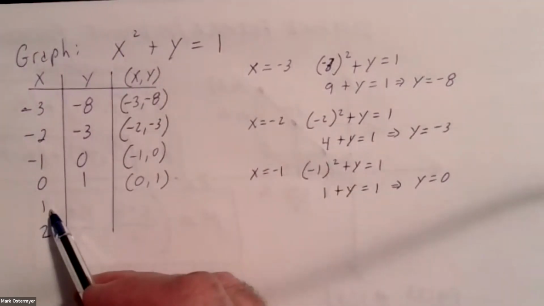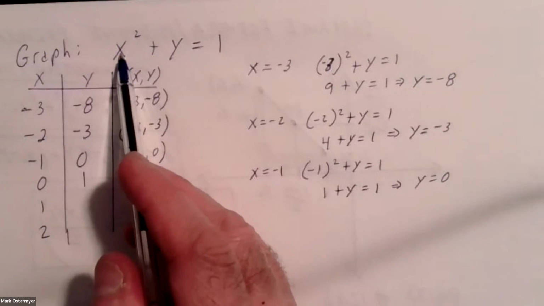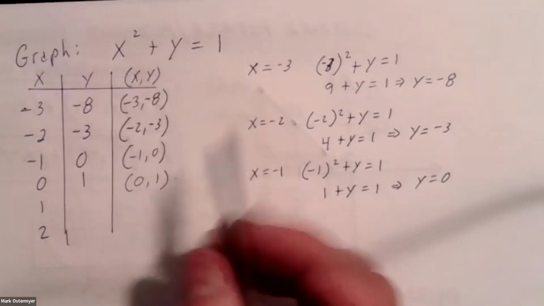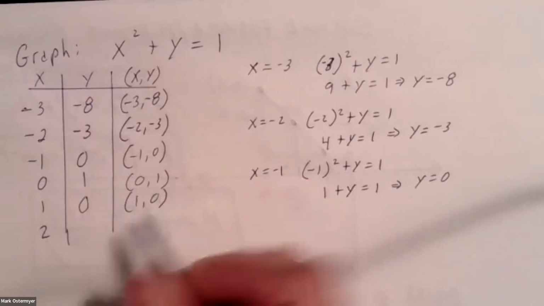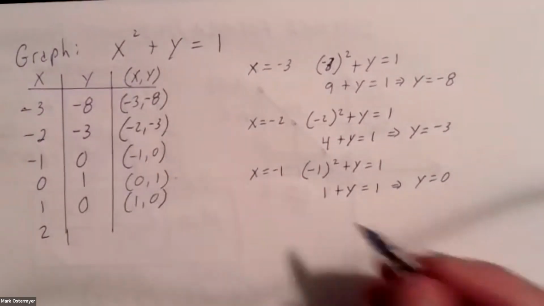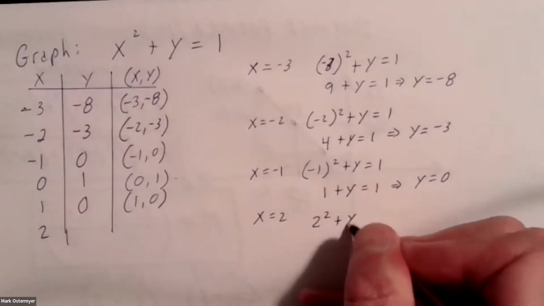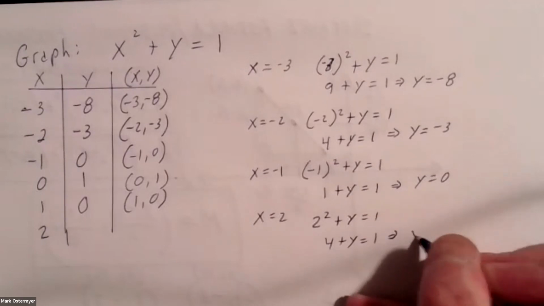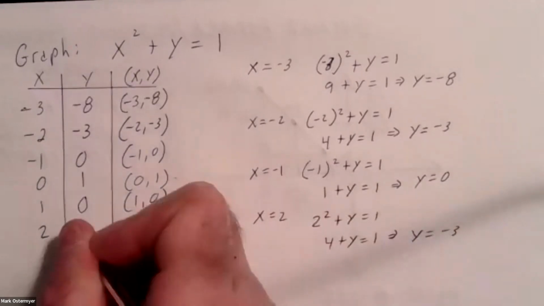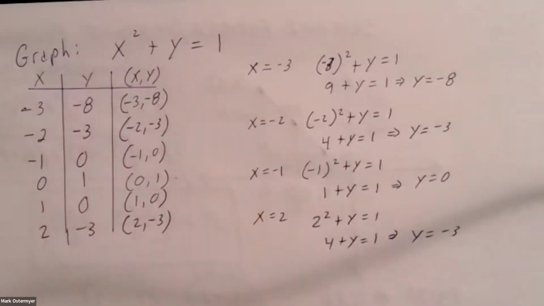If x is equal to 1, equally easy. 1 squared is 1. 1 plus y equals 1. Subtract 1 from both sides. Y would be 0. If x is equal to positive 2, what's y going to be? Y will be equal to negative 3. Any questions how we generated those ordered pair solutions to that equation there?